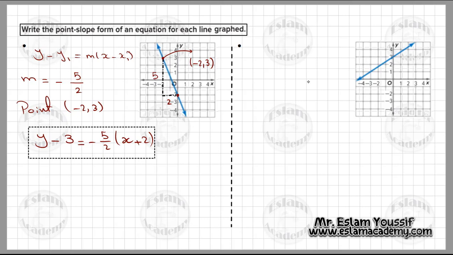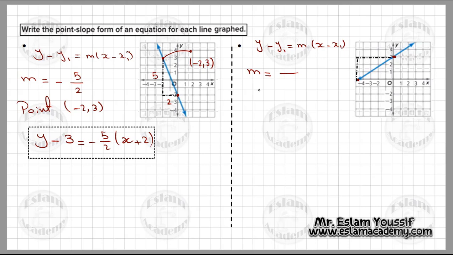You will find the same in this question. We need to write the equation of the graphed line in point-slope form. As we said, the point-slope form is defined by y minus y1 equals m multiplied by x minus x1. So we need to find the slope by choosing any two well-known points. Now we have 2 points. Then draw the right angle triangle connecting the 2 points. You will find that the slope here is positive because the line is going up. Once you write the word slope, you will find that you are going up.